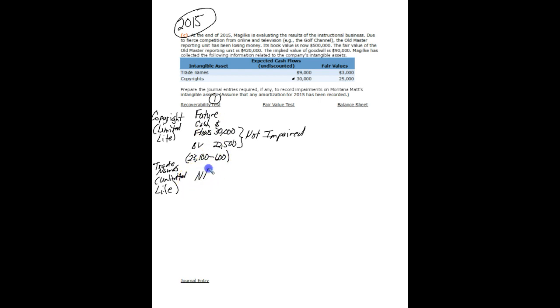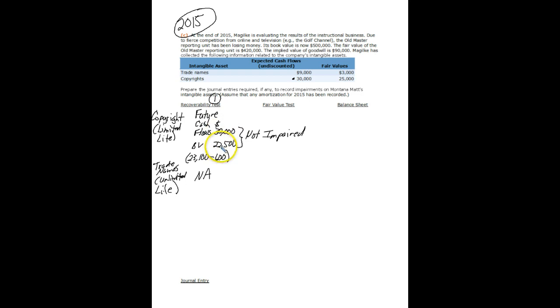First thing is, we don't have to solve for the recoverability test. And the reason being, because if you have an intangible with an unlimited life, it would never go beyond the recoverability test. It would always show that it's not impaired, because those future cash flows are indefinite. I mean, it goes on and on and on. That's going to be a huge number compared to carrying value or book value.